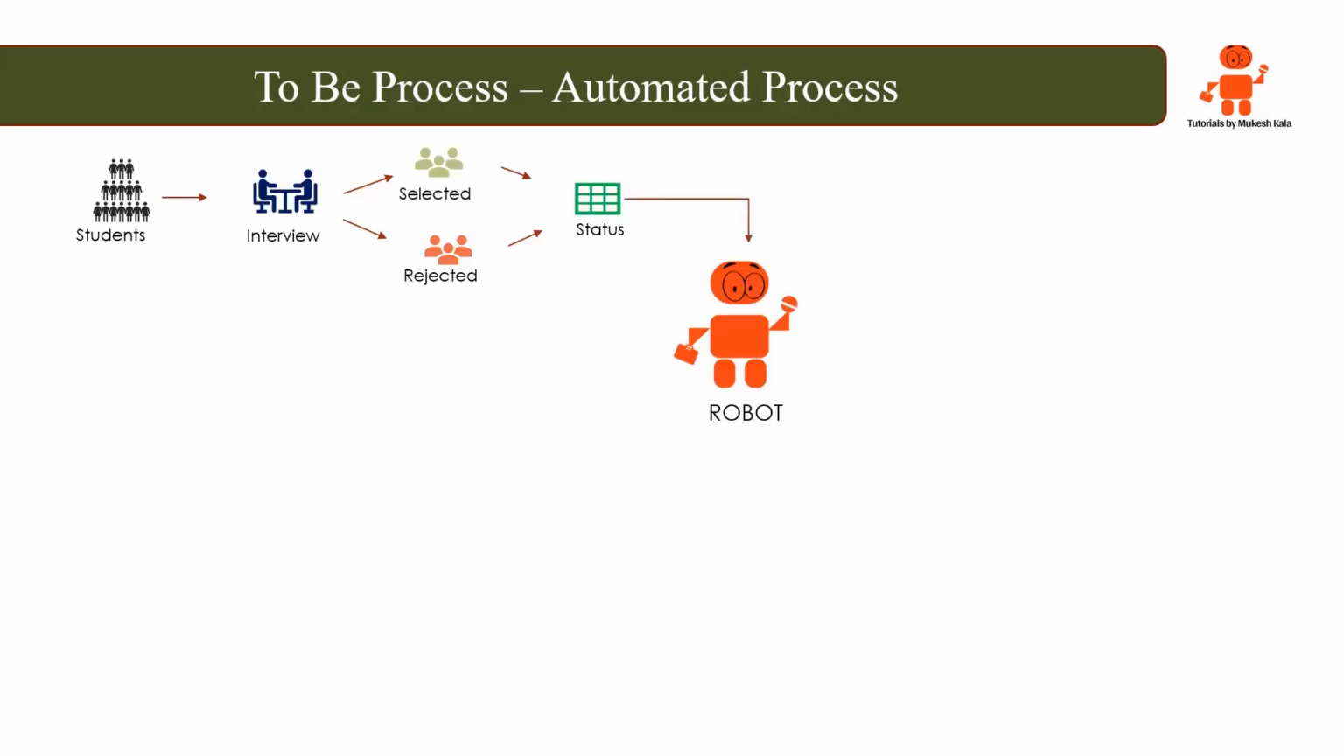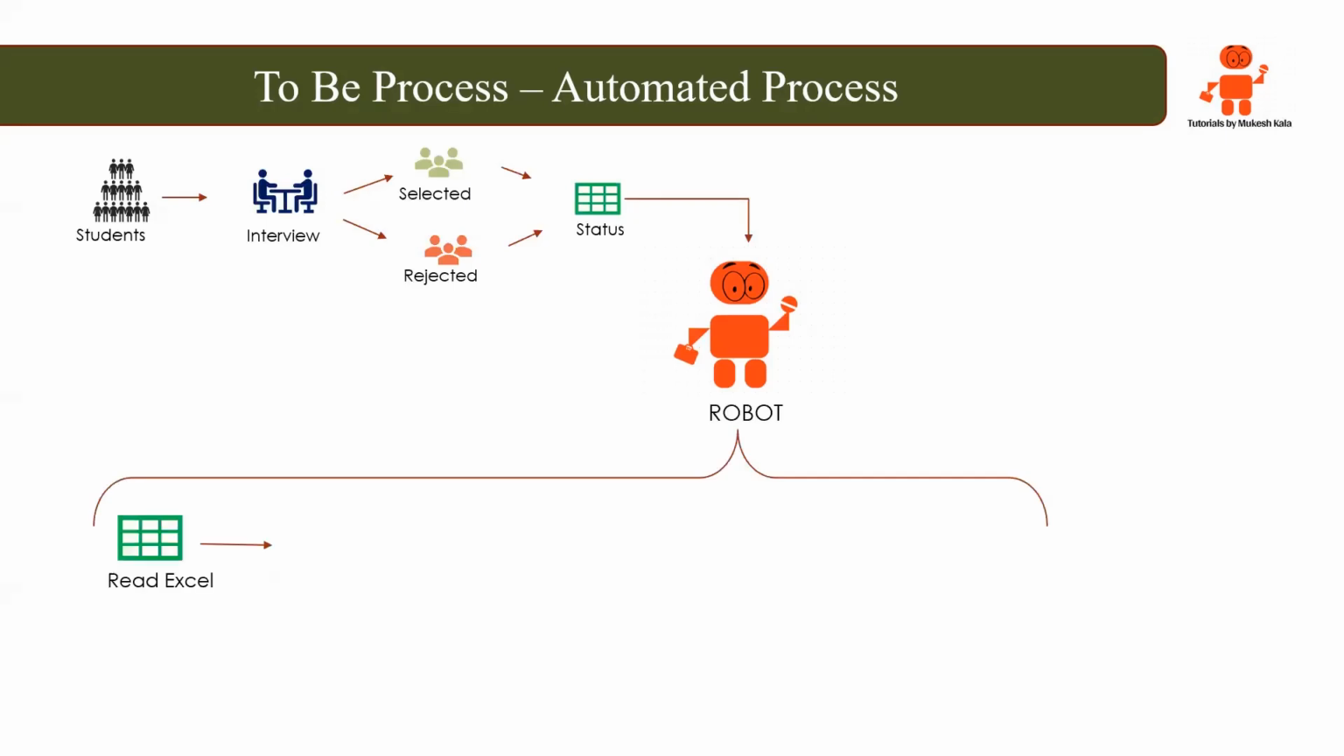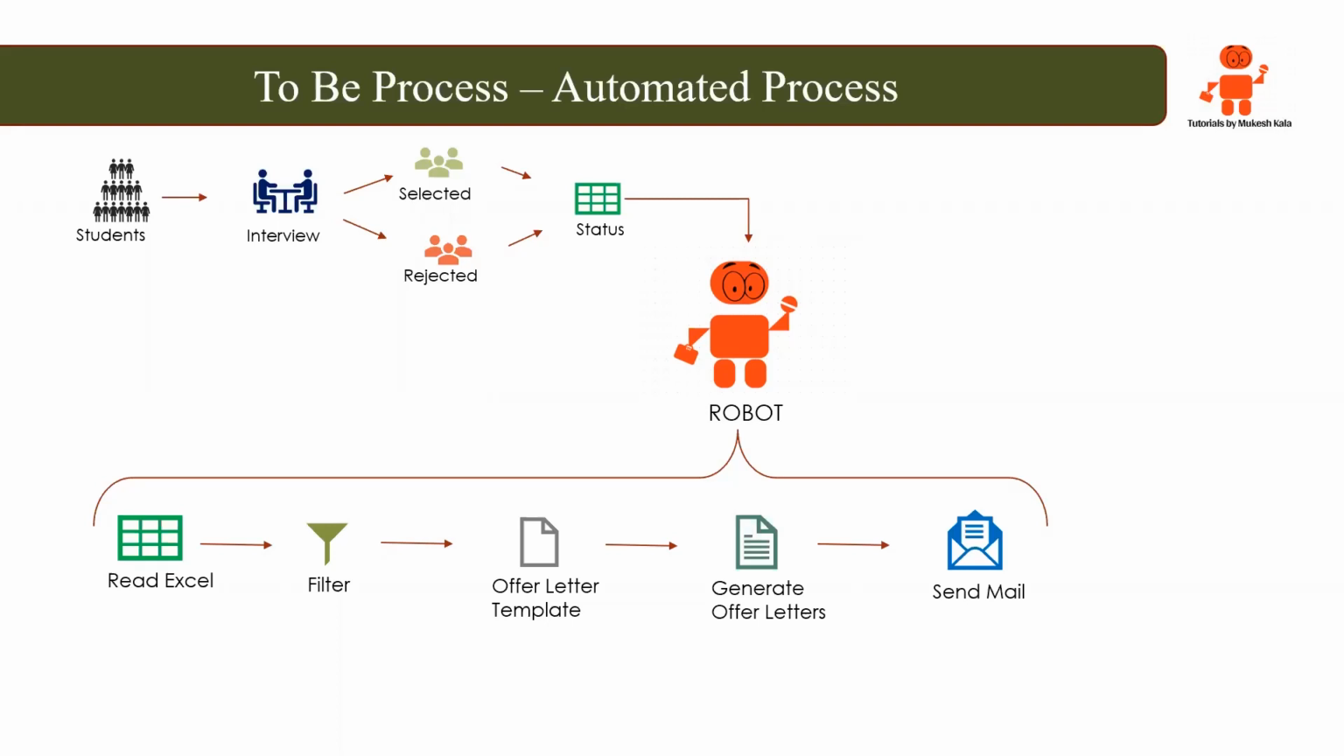So once the final Excel sheet is created, which means that, okay, we have got 400 candidates, now here a robot will pitch in. What is the robot going to do? The robot will read the Excel. It will filter all the candidates wherever the status is selected. Then it will ask for the offer letter template. It will generate the offer letter and send the email, and it will do this for all the candidates. So this is the process we are going to build today.